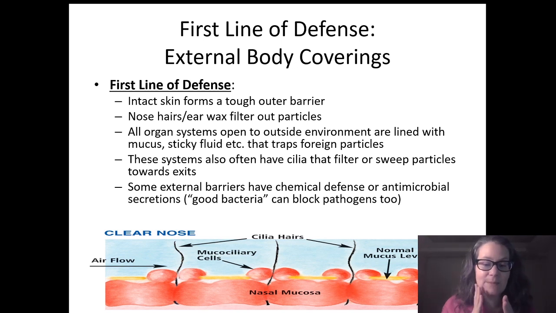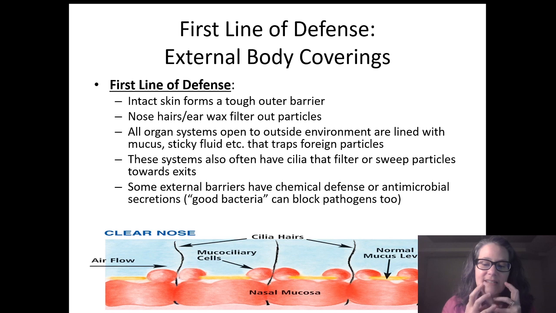So your skin makes a very consistent external surface that allows us to shed. Like if you wash your hands a lot, it allows you to shed these viruses and pathogens before they can actually enter your body and then affect your cells.